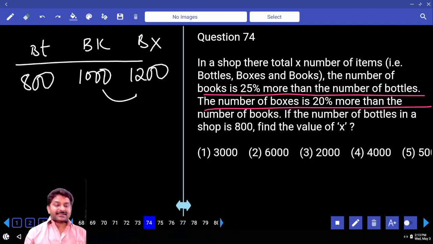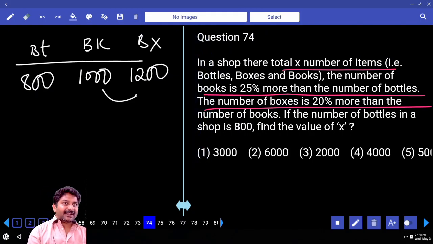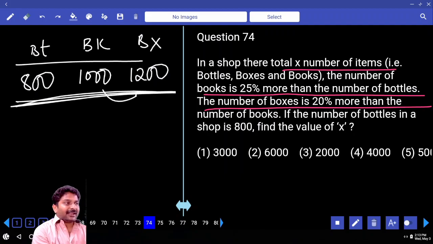What is the value of X? We were asked to calculate the X value. X is the total number of items, right? That means we need to add all the values. 1200, 800, 2000 plus 1000, 3000, first option.